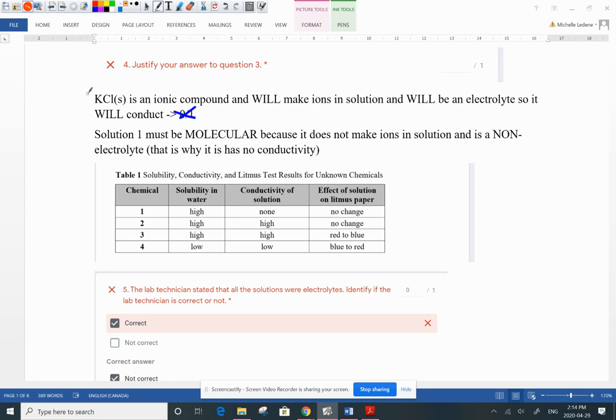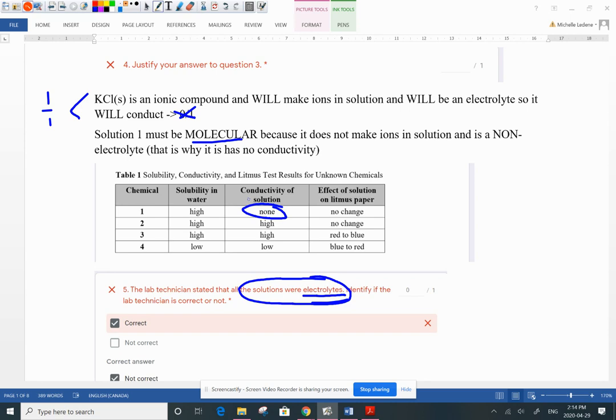Okay, so if you said all this, that's how you do get 1 mark, right? So that solution obviously had to be molecular because it's not making ions and it's a non-electrolyte. That's why there's no conductivity. So that's kind of related to this next question, right? Number 5 says all the solutions were electrolytes. Well, were they really? If they're electrolytes, they're all going to conduct, but we just said that solution 1 doesn't. So again, that lab technician is incorrect here.